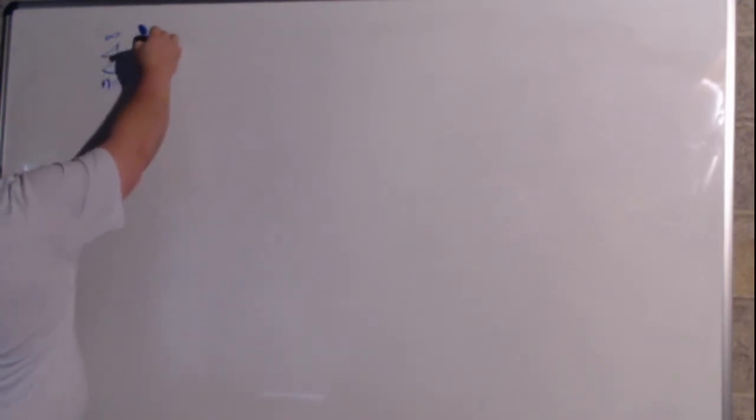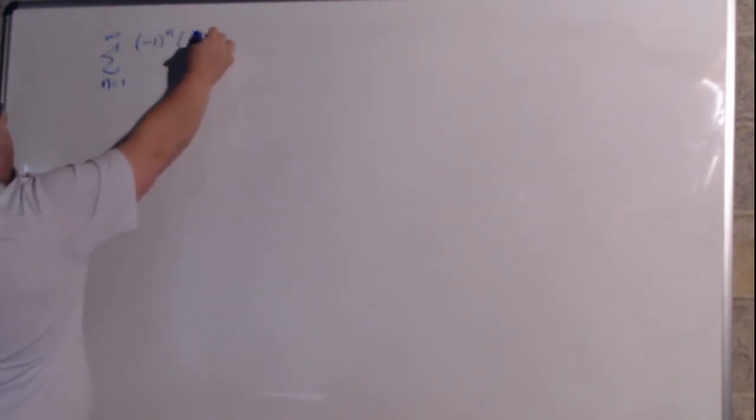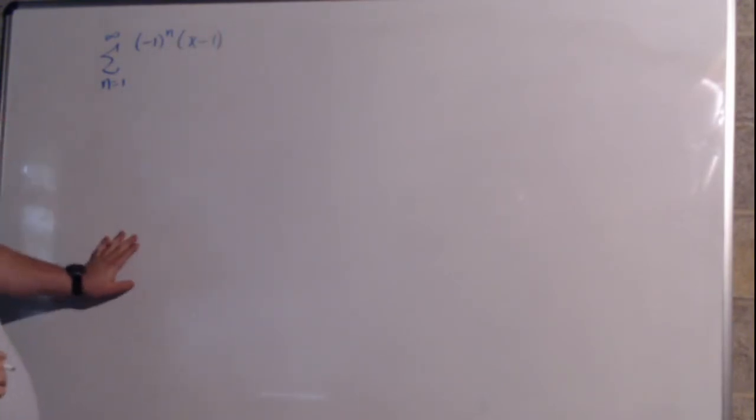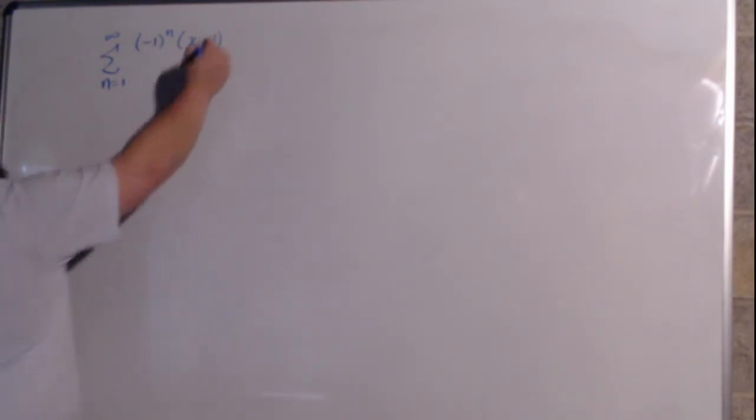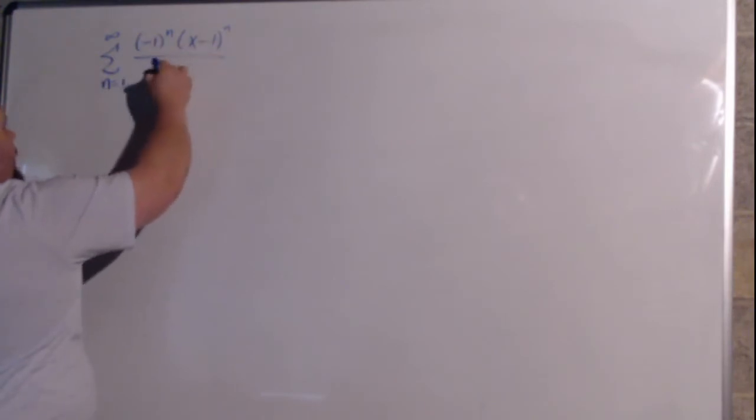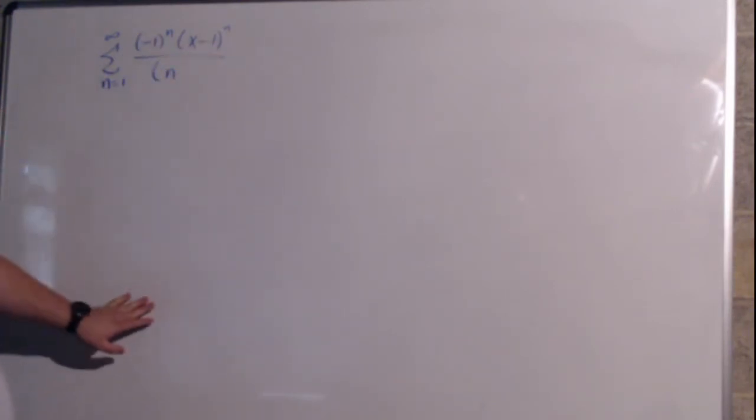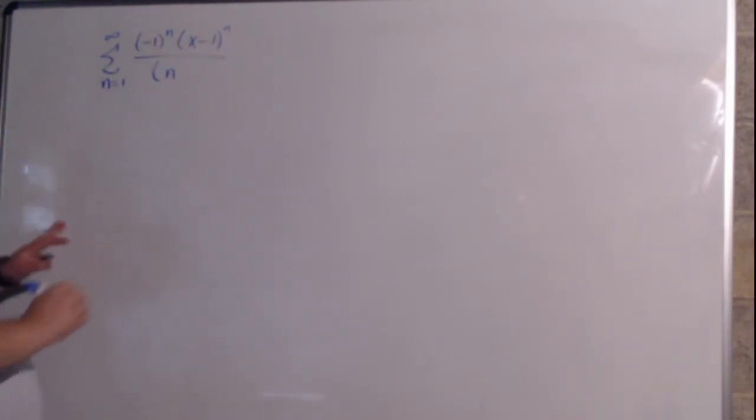Alright. So we start with the sum from 1 to infinity of (-1)^n (x - 1)^n, and down here we have (n + 1) squared.